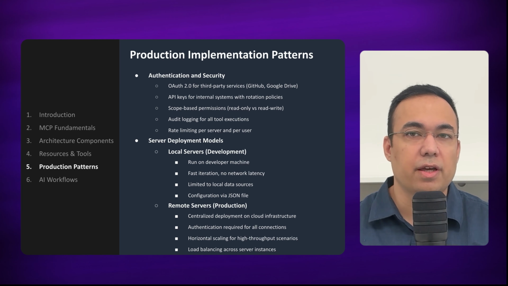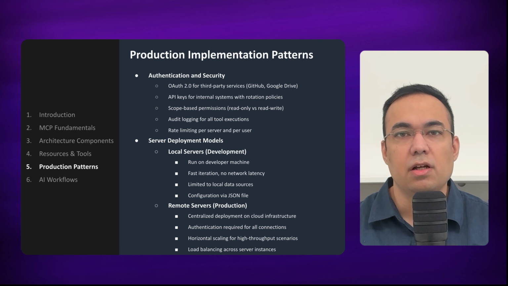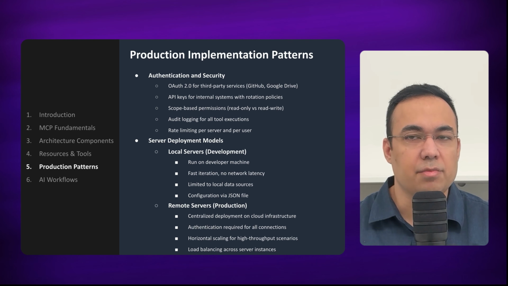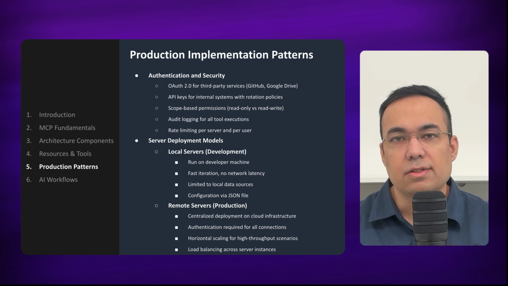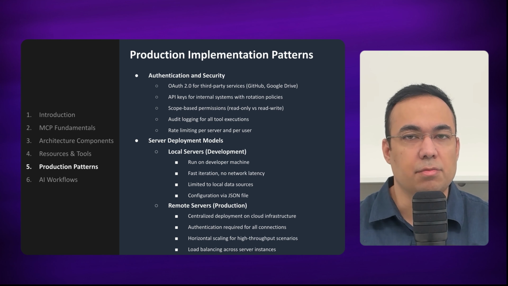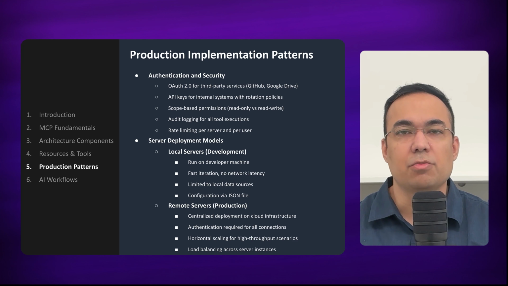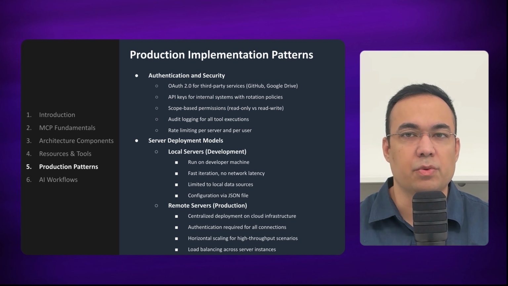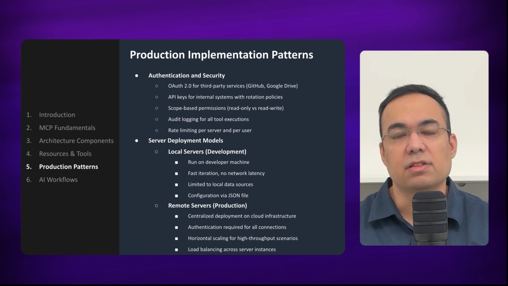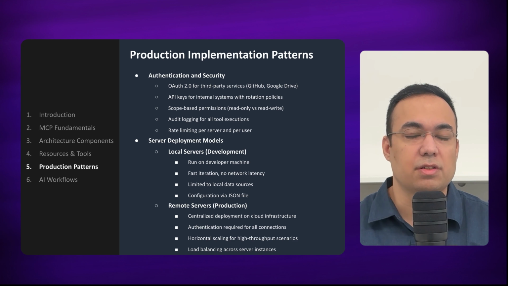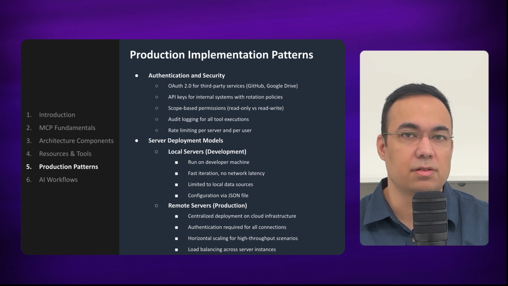Then, audit logging for tool execution is pretty critical. Every time the AI creates an issue or updates a record, log that with user context, timestamp, and parameters. This audit trail matters for compliance, debugging, and security investigations. You should also implement rate limiting per server and per user to prevent abuse or runaway costs. You might limit each user to, let's say, 100 requests per minute per server, because rate limiting protects your server from abuse as well as from bugs.